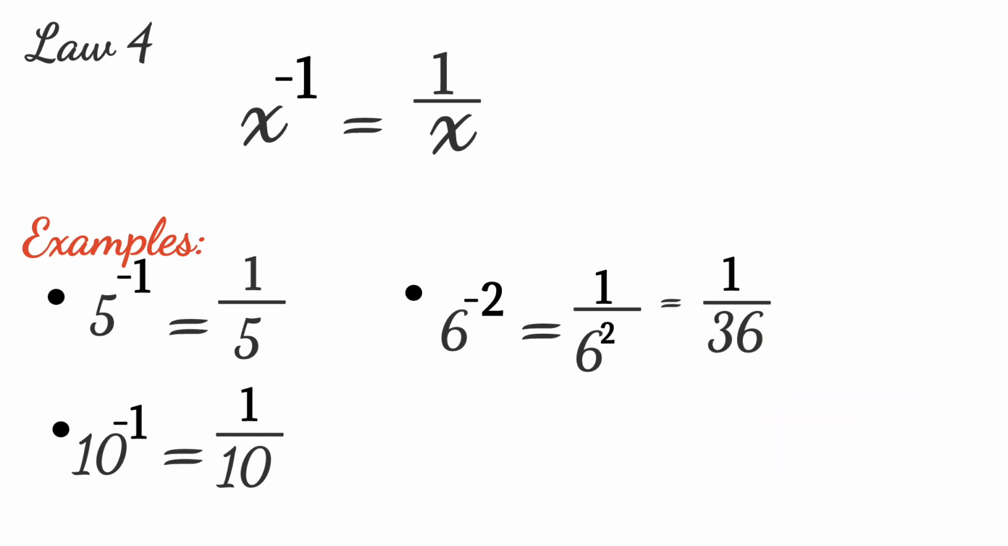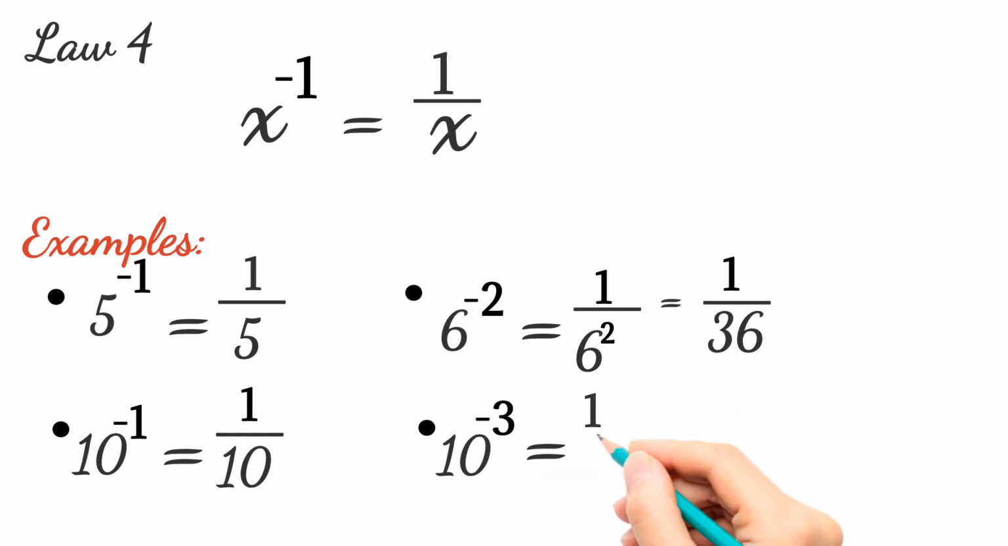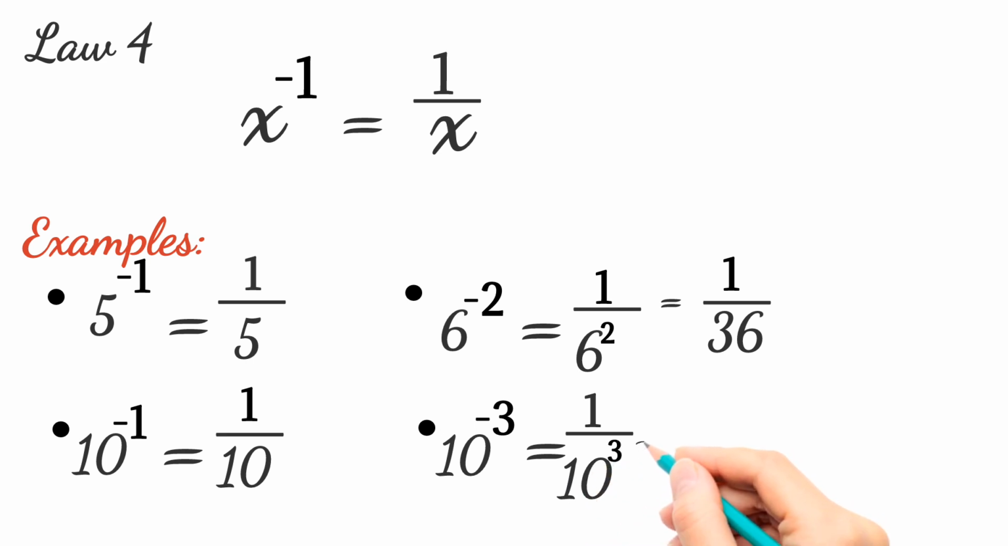The power will still be there. Alright. Imagine they give me something like 10 raised to power minus 3. That means it will be what? 1 over 10 raised to power 3. I think you get it clear now. The minus will only turn to 1 over 10 raised to power 3.